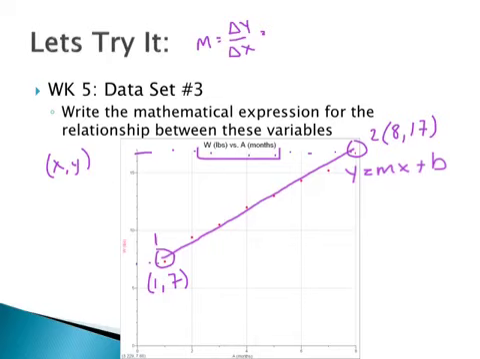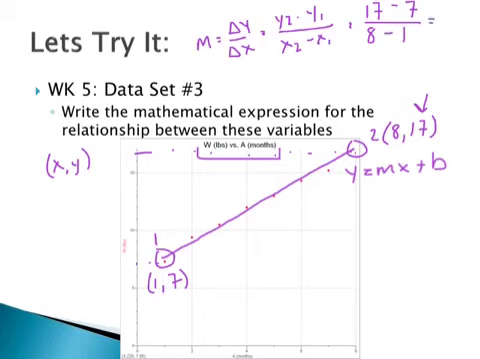To calculate the slope, I'm going to take my y values: y2 minus y1 over x2 minus x1. My y2 value, my second y value, is 17, shown here, minus my first y value, which is 7, divided by x2 minus x1. So x2 was 8, x1 was 1. Taking that math, I get 17 minus 7, which is 10, divided by 8 minus 1, which is 7. And this value represents the slope.